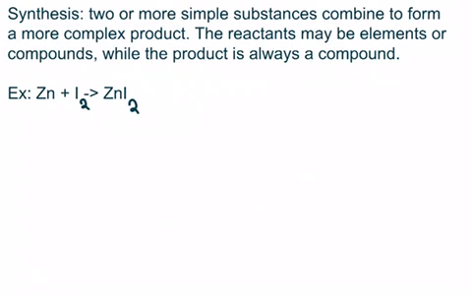In this example, we have 2 elements, those being zinc and iodine. They can combine to form zinc iodide.